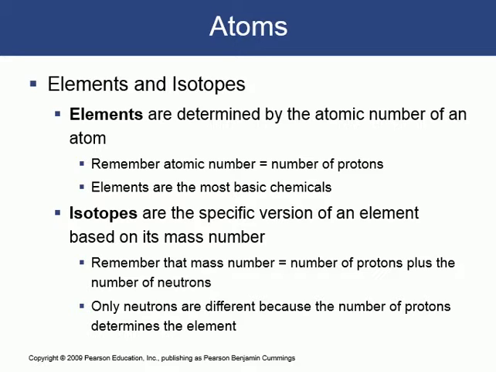The element is determined by the atomic number. What's atomic number again? Protons only. Mass? Protons and neutrons. Don't forget this.